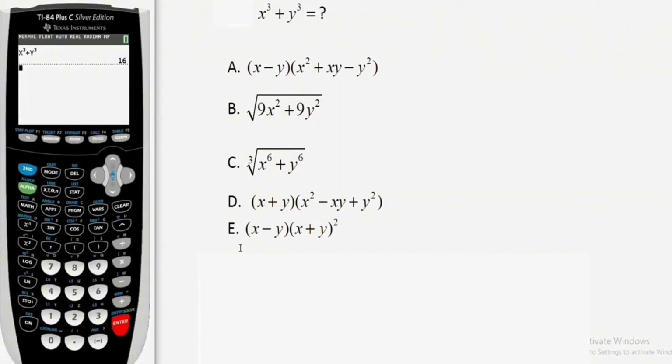Let's proceed from the bottom option and go up. So let's simplify option E. In brackets we have x minus y, you press alpha and this button for y. Close the brackets. Open another bracket. So we have x, plus. Okay, we have plus, guys.